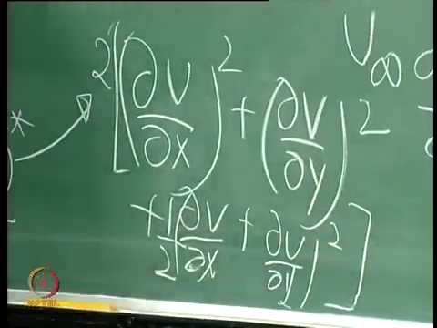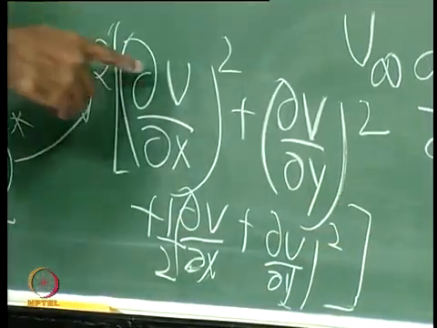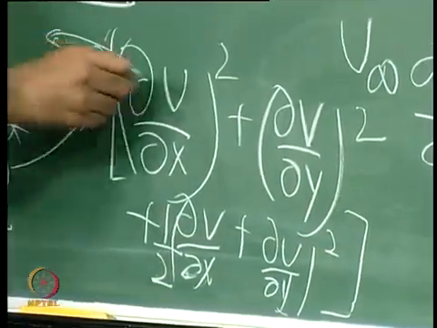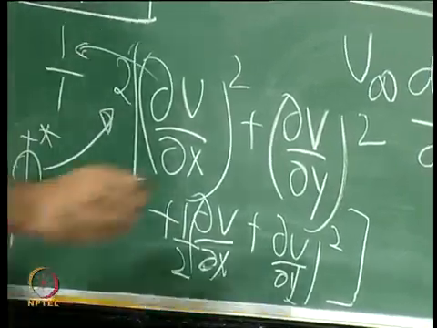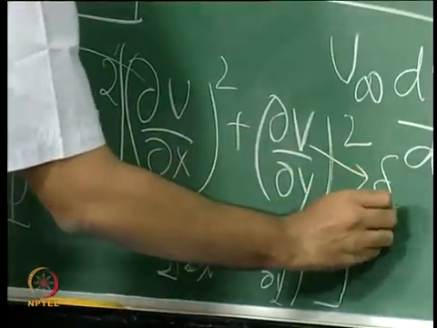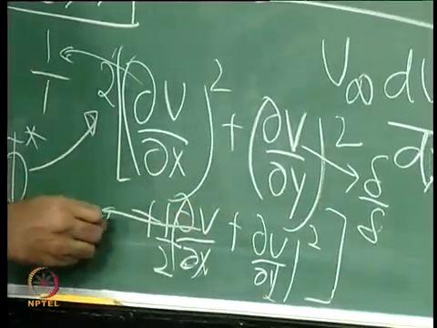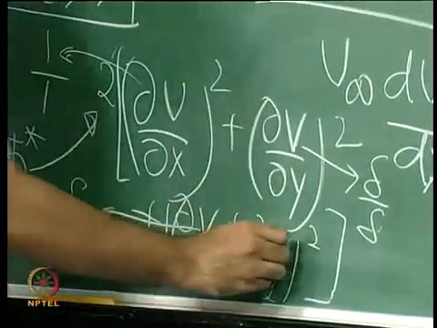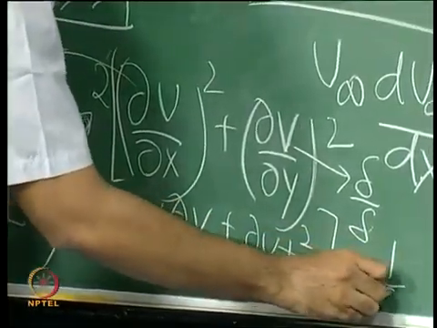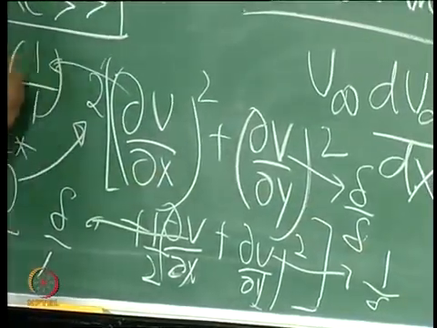So this is my viscous dissipation term. Now if you look at it, this is of the order of 1 divided by 1, this is of the order of delta divided by delta, this is of the order delta by 1, and this is 1 by delta. So all of these are inside the whole square basically.